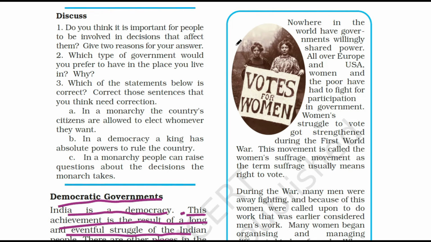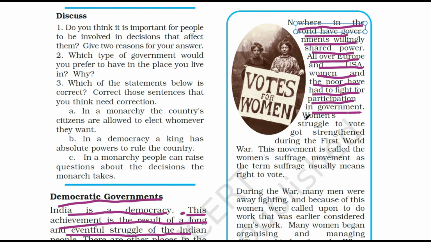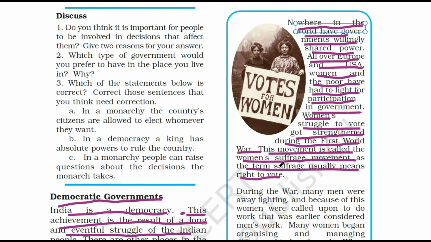So here we can see a struggle for voting rights. Let's read this. Nowhere in the world have governments willingly shared power. All over Europe and USA, women and the poor had to fight for participation in government. Women's struggle to vote got strengthened during the First World War. This movement is called the women's suffrage movement, as the term suffrage usually means the right to vote. The word suffrage might sound like suffering, but it actually means the right to vote.